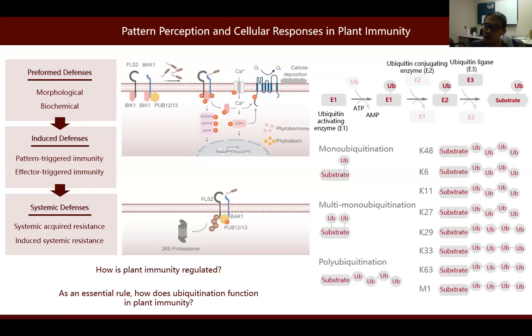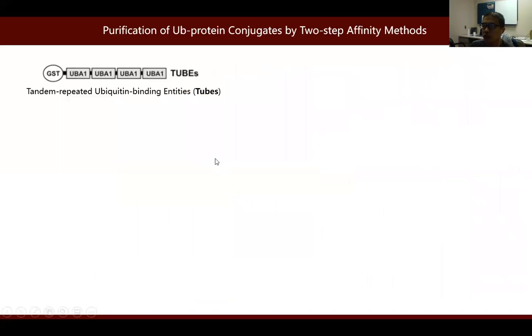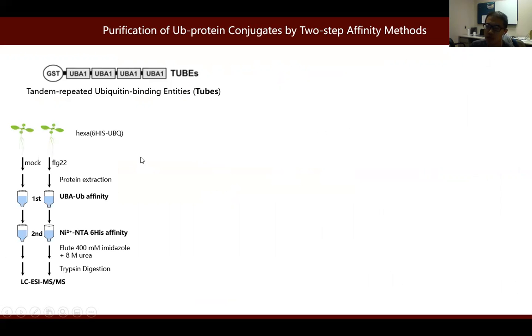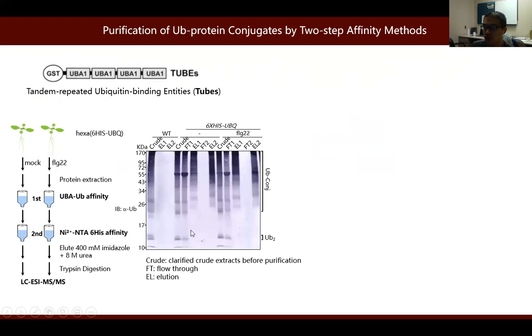To answer this question, first we would like to isolate ubiquitinated protein during plant immunity. So we use this two-step affinity method to purify ubiquitinated protein. First, ubiquitin-associated domains, which can bind ubiquitin connected head to tail, termed TUBEs, were used to isolate ubiquitinated proteins. Extracts of wild-type or histidine transgenic Arabidopsis seedlings were applied to TUBEs affinity column and washed and released, and then subjected to a second step Ni-NTA affinity purification. From this anti-ubiquitin Western blot, we can see that this method can effectively enrich ubiquitinated protein.